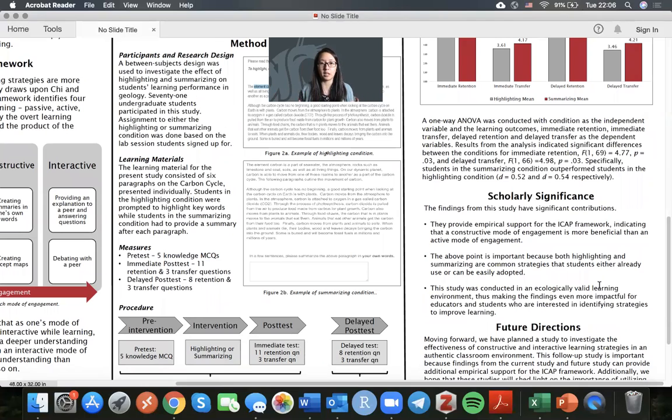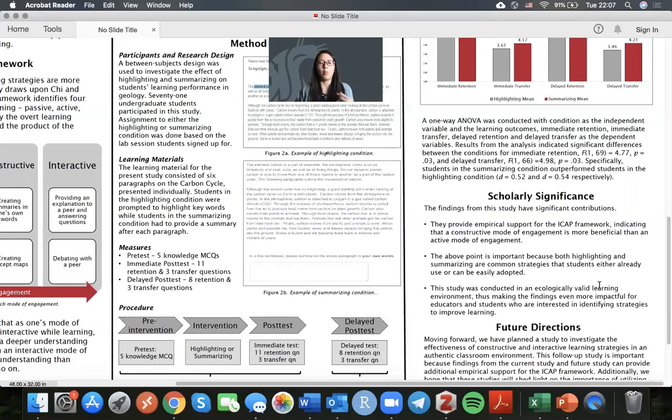This is important because, coming back to our very first point, the goal of the study was to identify learning strategies that students could easily adopt or already use, but maybe not in an effective manner. What we've shown here is that both highlighting and summarizing are common strategies that students either already use or can easily adopt. We also found that they can be used effectively to help promote learning. A big contribution of this study is that it was conducted in a real classroom, so the findings are even more impactful for educators and students who are interested in identifying more strategies to improve learning.